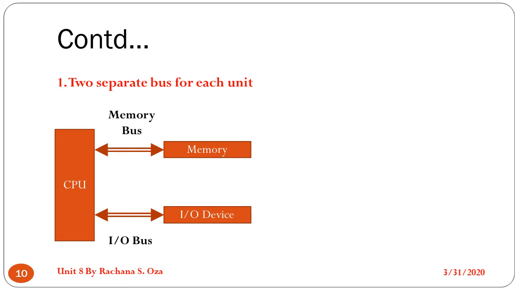What is the disadvantage over here? The disadvantage is you are having a common bus, but what about the control signals? That is the first question we need to ask. The second thing is, what if I have a single memory but n number of IO devices? My bus configuration will become very complex to handle.